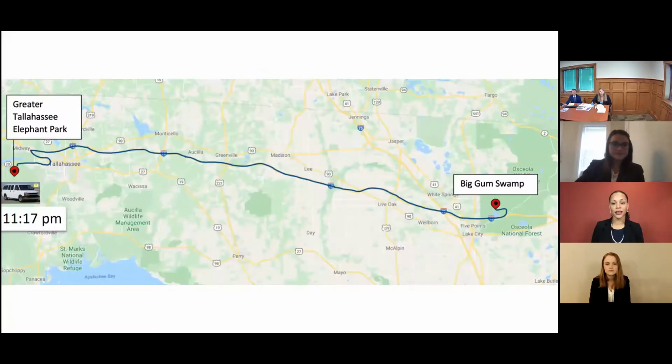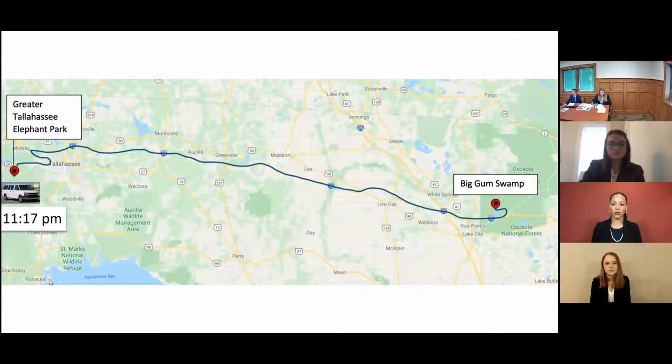Would you be able to walk the jury through where that van was on August 18th? Yes, ma'am. I even brought along a map to make it easier. And Mr. Hudson, can you throw up what's already in evidence as Exhibit 31? What is this? Well, this is a map of the elephant park leading to Big Gum Swamp on a path. Where did the van start? Well, as you can see, it starts at the Tallahassee Elephant Park at 11:17 p.m.